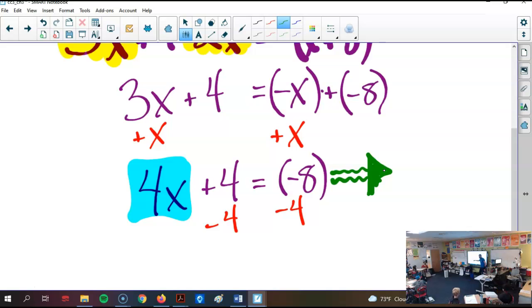4x plus 4 equals negative 8. Everything's a factor of 4. So if I divide the entire thing by 4, an alternative reality is x plus 1 equals negative 2. This will solve the exact same.